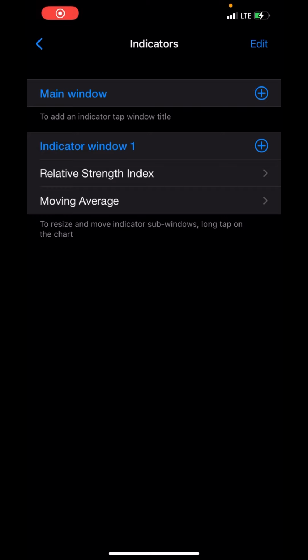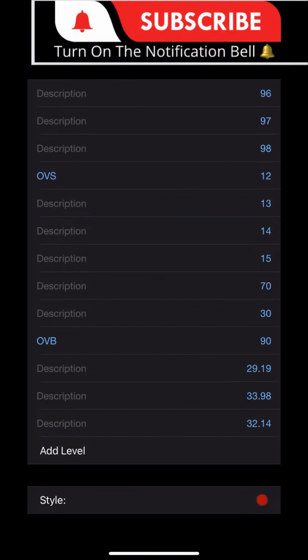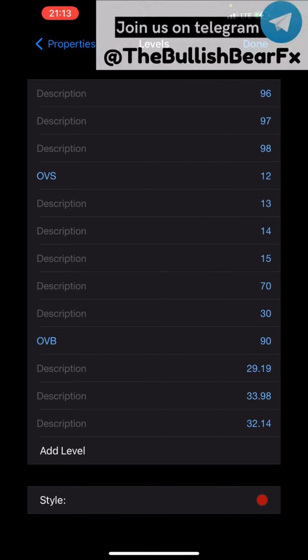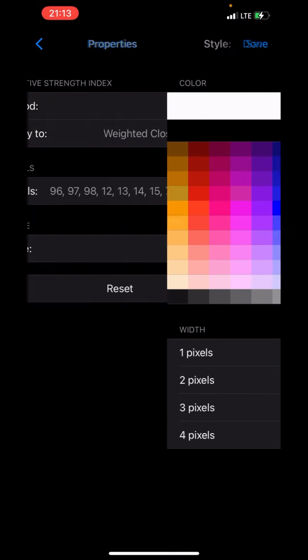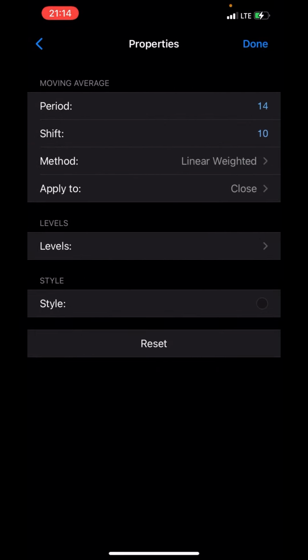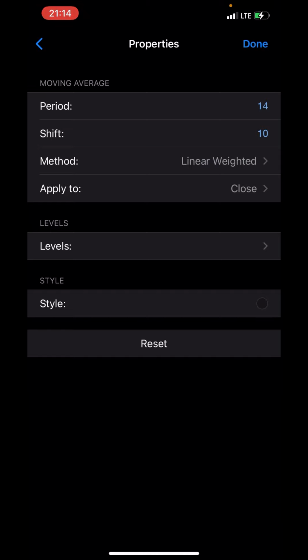So for the settings, we have relative strength index period 11 apply to weighted close HLCC/4. Under the levels, we have 96, 97, 98, 12, 13, 14, 15, 70, 30, 90, 29.19, 30.98, 32.14. Under the style, you can put any color you want, then you click done. Then for the moving average, you have period 14, shift 10, method linear weighted, apply to close. Then you put a style, which is any color you want, but make sure it's something you can see on the background. And once you're done, you click done.